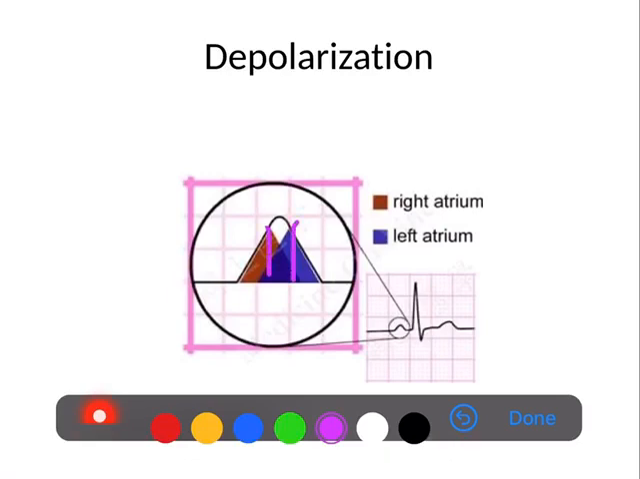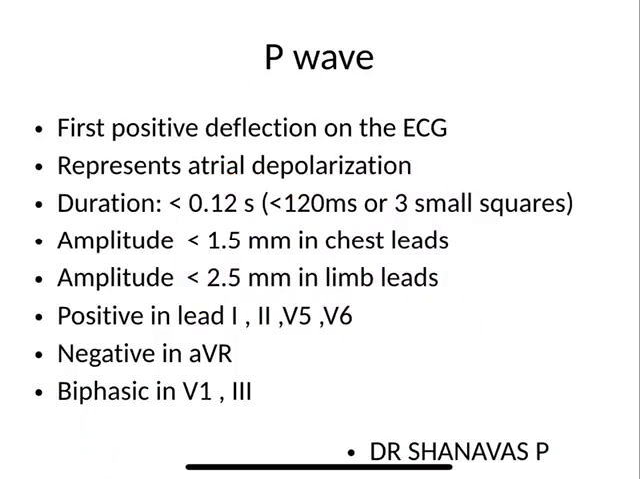From this picture it is very clear that the initial one-third is contributed by the right atrium alone, and the final one-third is contributed by the left atrium alone, while the middle one-third is contributed by both the right and left atrium. That is how the right and left atrium together make the P wave. Clear?